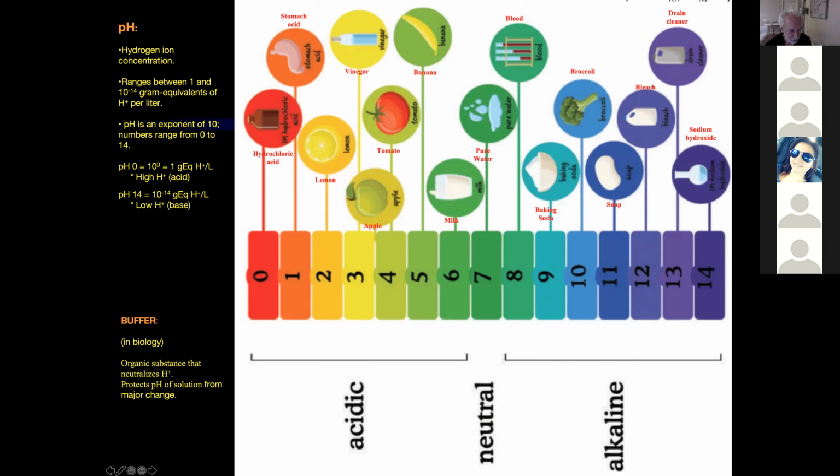So then what is a buffer? In biology, it is an organic substance that neutralizes hydrogen ions. It protects a solution from a major pH change.